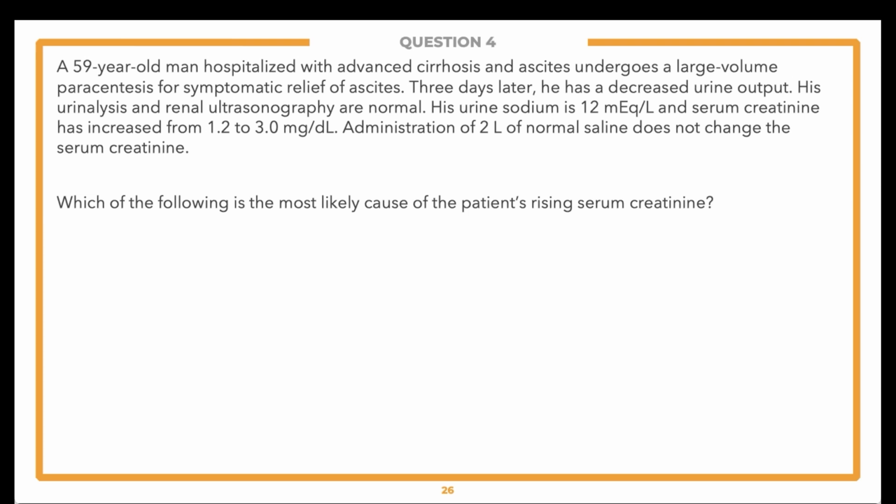A 59-year-old man hospitalized with advanced cirrhosis and ascites undergoes a large volume paracentesis for symptomatic relief of ascites. 3 days later, he has a decreased urine output. His urinalysis and renal ultrasonography are normal. His urine sodium is 12, and serum creatinine has increased from 1.2 to 3.0. Administration of 2 liters of normal saline does not change the serum creatinine. So again, which of the following is the most likely cause of the patient's rising serum creatinine?